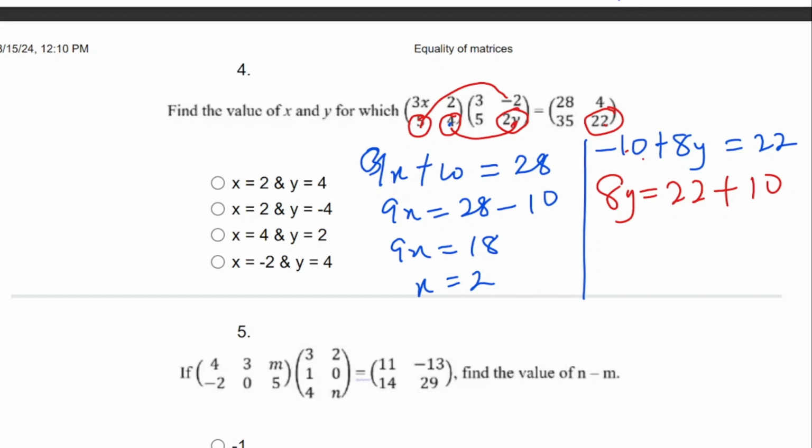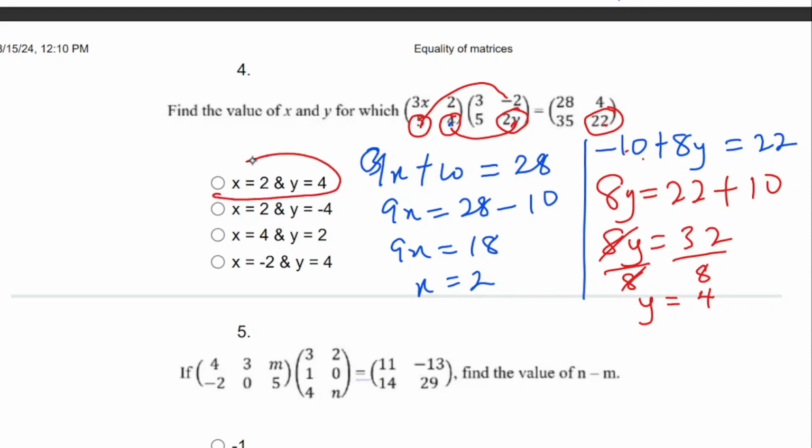And that gives 8y equals 32. So divide both sides by 8. So y equals 4. x is equal to 2, y equals 4. That is this option here.